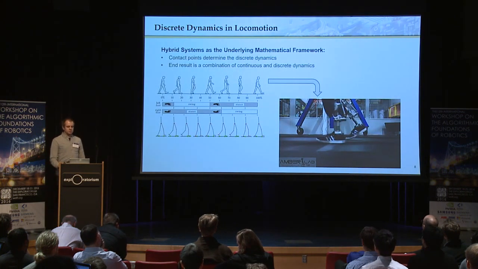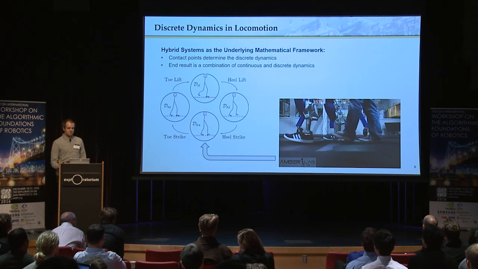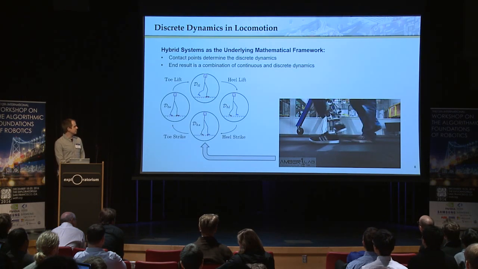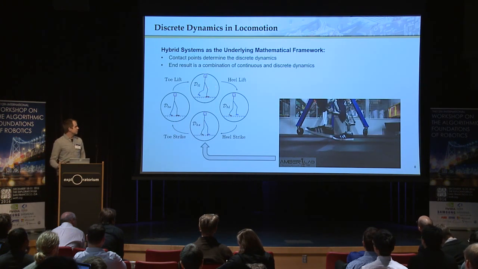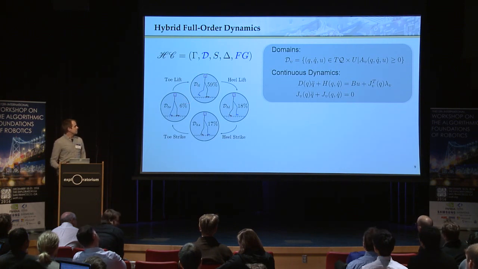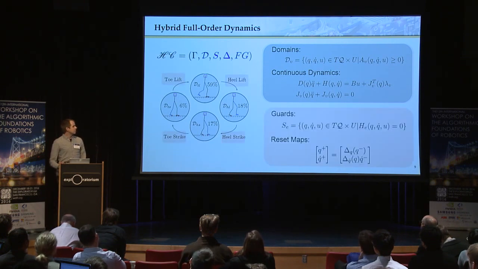We're going to use hybrid systems as the underlying mathematical framework for our robot, and for this the contact points are going to determine the discrete dynamics of the system. As the robot flows through various contact points, we're going to represent specifically human walking as this directed cycle here. On the blue bubbles, on the vertices of our graph, we're going to evolve according to the continuous dynamics of the system in each of the given domains. And these domains have pre-specified contact points on which we're going to constrain the continuous dynamics to evolve.